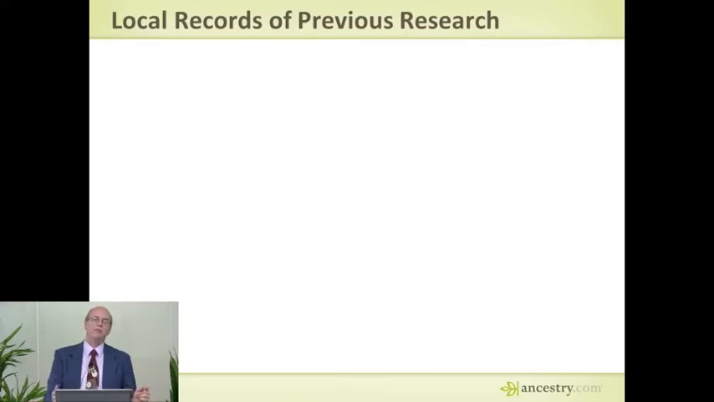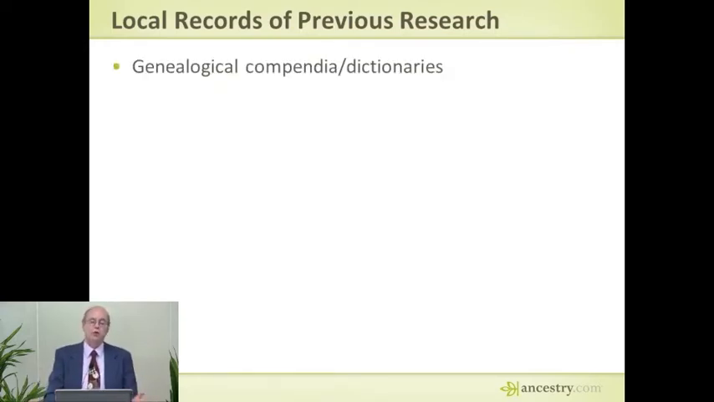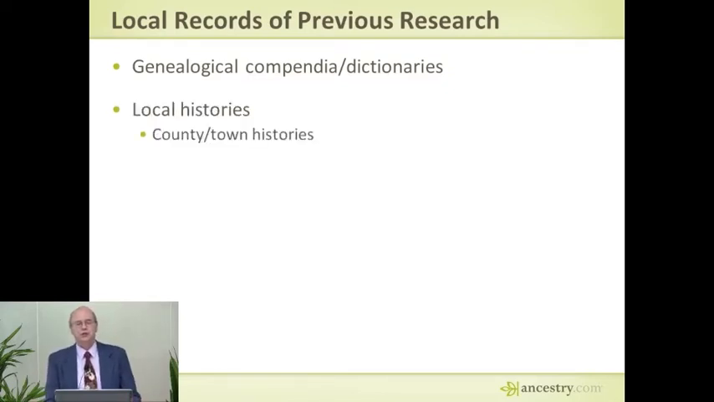Once you've done that, then move to similar types of records kept at the local level. I call them local records of previous research. These are genealogical compendia, genealogical dictionaries where a previous researcher has gone through and located a lot of information about a number of different families and written them up in a book or on a website. Local histories, particularly county histories, town histories in New England, can be a goldmine of information.